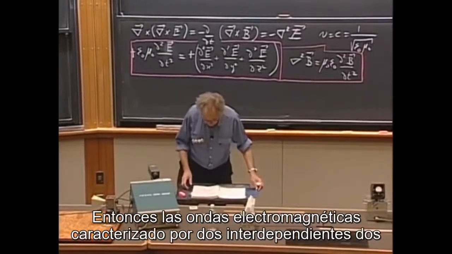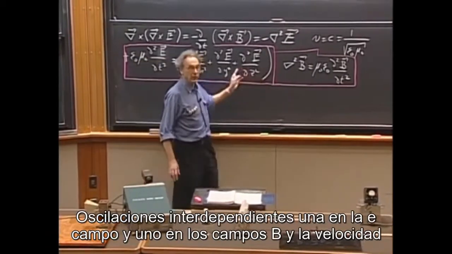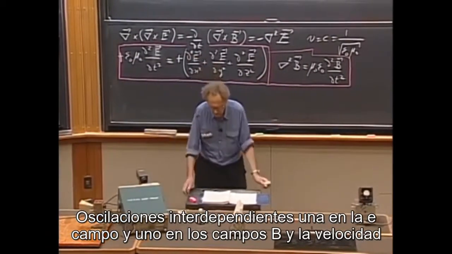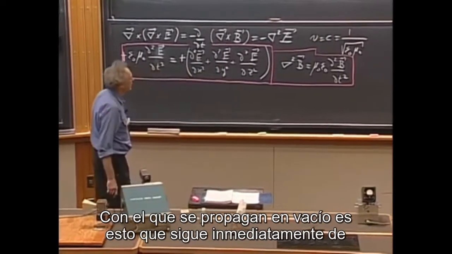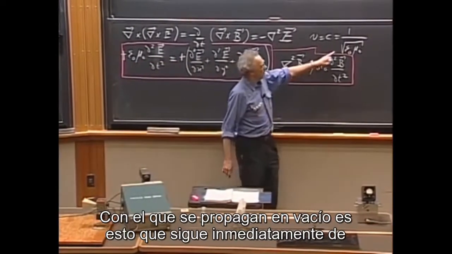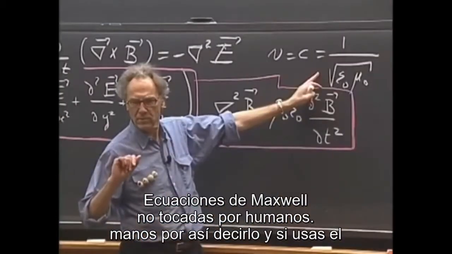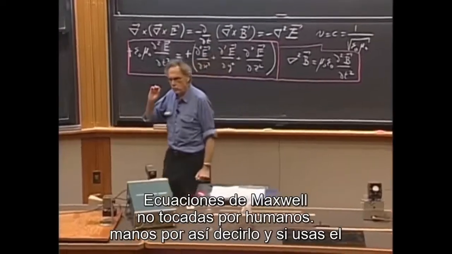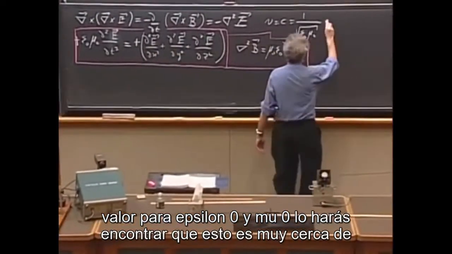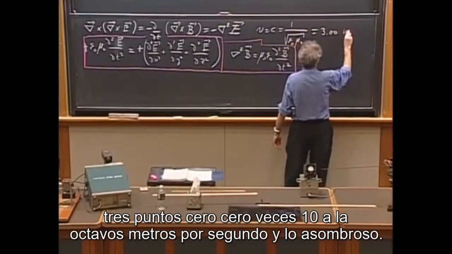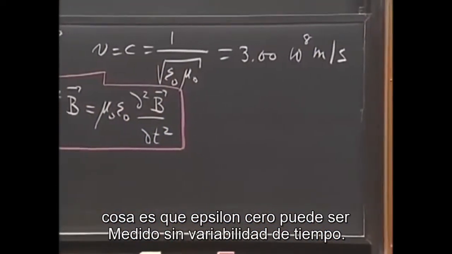So we're going to have three-dimensional wave equations, and the electromagnetic waves are then characterized by two interdependent oscillations, one in the E field and one in the B field. And the speed with which they propagate in vacuum follows immediately from Maxwell's equations, untouched by human hands, so to speak. And if you use the values for epsilon 0 and mu 0, you will find that this is extremely close to 3.00 times 10 to the 8 meters per second.